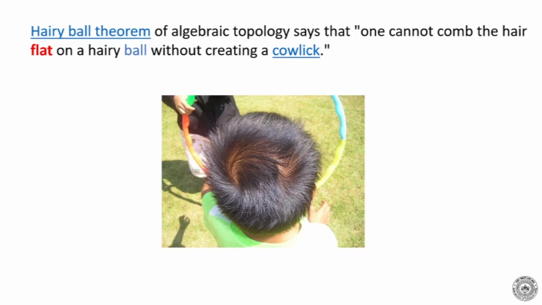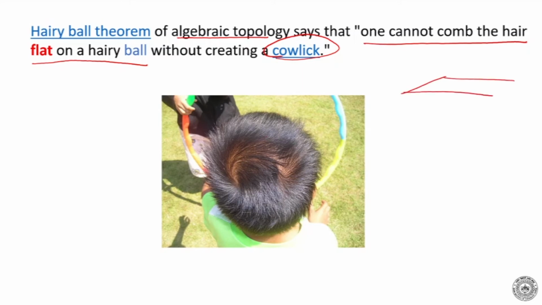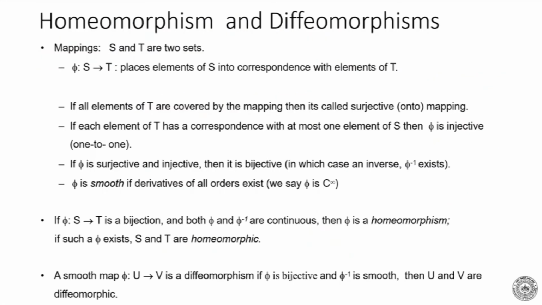There is also an interesting theorem called the hairy ball theorem of algebraic topology, which says that one cannot comb the hair flat on a hairy ball without creating a cowlick. When you're combing your hair, you're trying to make it flat. This is a flat surface, but your head is spherical. So you're trying to make this flat surface sit on a sphere. You can do that only locally, but you cannot do it globally. We'll come to local and global as we go along. If you try to do that, you'll end up with a space like this, which is called a cowlick, either one or two of them. So this is the hairy ball theorem of algebraic topology.